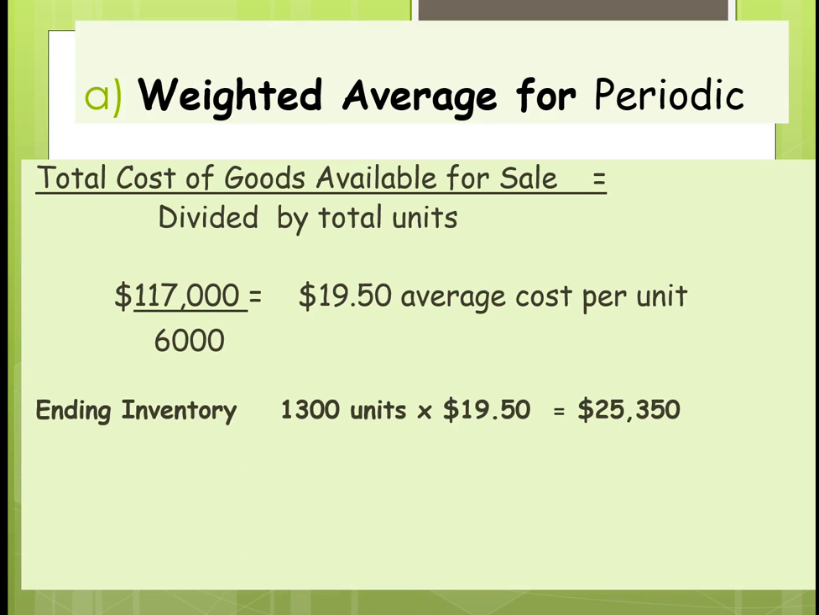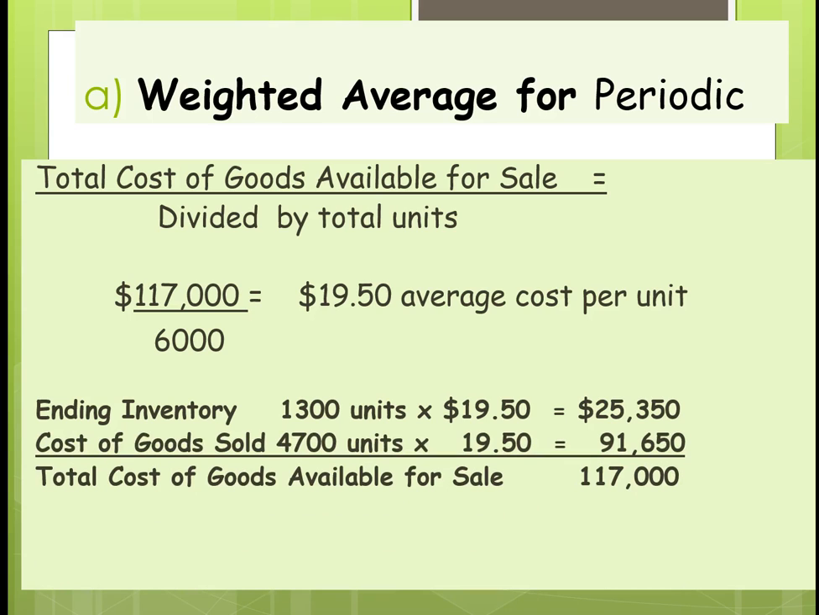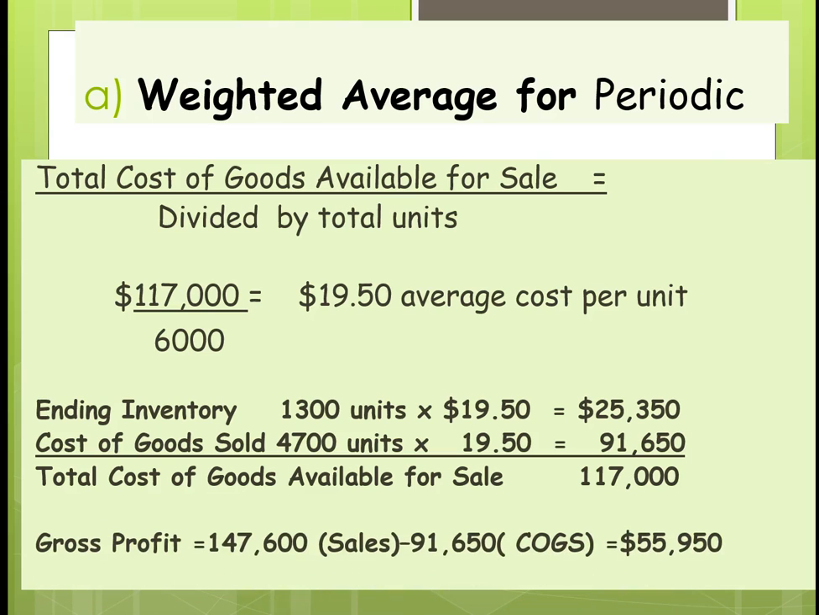For ending inventory, it's going to be 1,300 times $19.50. Cost of goods sold is going to be 4,700 times $19.50. You add the two together, you get your 117,000. And if you notice, now our gross profit equals 55,950.